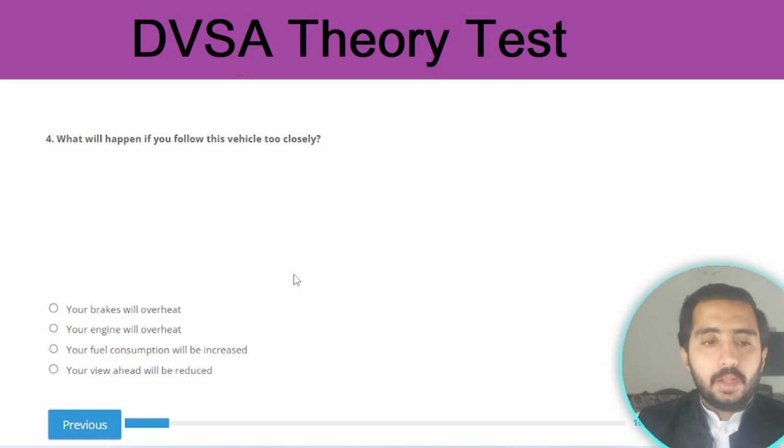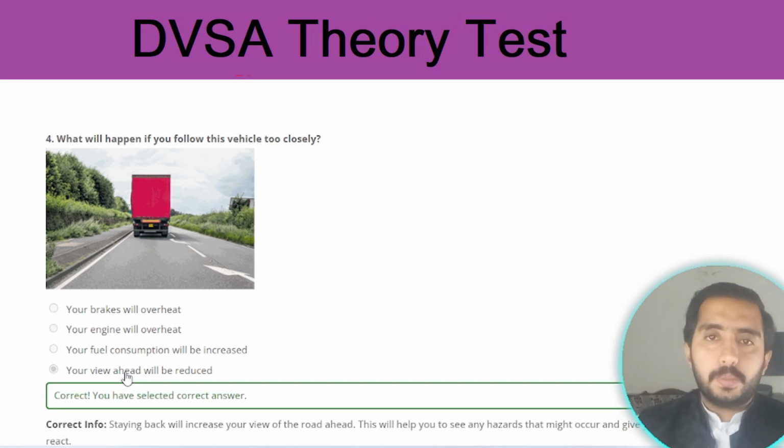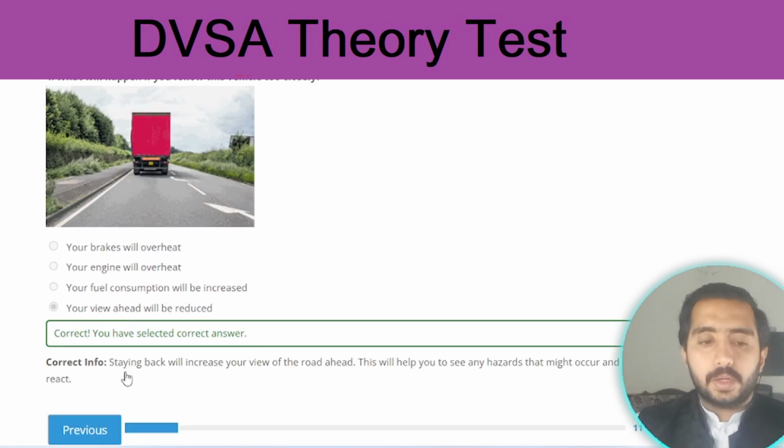Next question, question number 4. What will happen if you follow this vehicle too closely? The correct option is your view ahead will be reduced. Option D is the correct option.